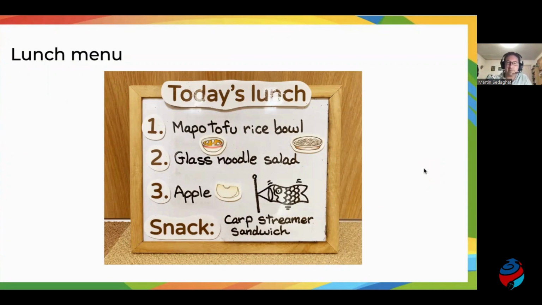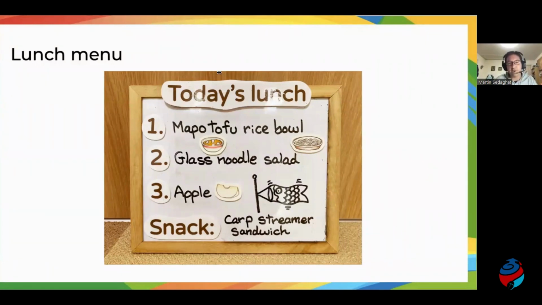So I translate most of it into English. There are some things, when you get into different fish names and stuff like that, I don't translate too much. But I think that's something you have to make a call on: how complicated do you want to get with the language? But just showing this, I've noticed some students see the pictures. I don't have pictures for everything. I have the noodles here. I have the apple. I didn't have a picture for carp streamers, so I just drew it. There are some things I don't have pictures of, but some students try to read the words.